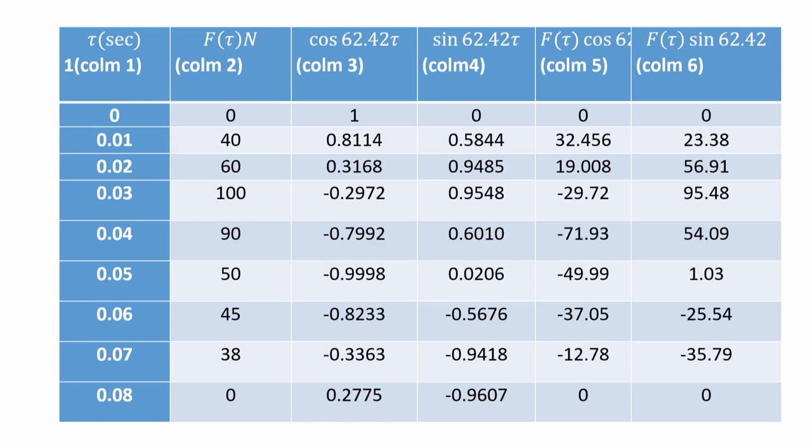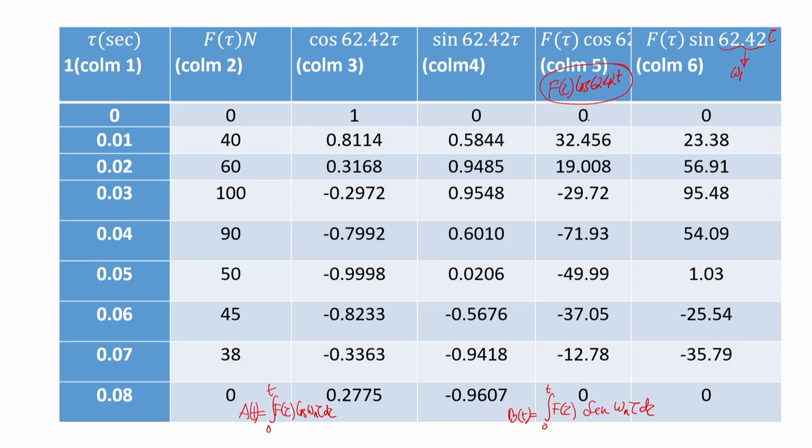So we are basically required to calculate two integrations. One is A(t), given by the integral from 0 to t of f(tau) cos omega n tau d tau, and another we require is B(t) equal to the integral from 0 to t of f(tau) sin omega n tau d tau. So we calculate systematically this f(tau) cos 62.42 tau, where 62.42 is the natural frequency omega 1. Similarly f(tau) sin 62.42 tau. Okay, so we have tabulated the values at every time instant.